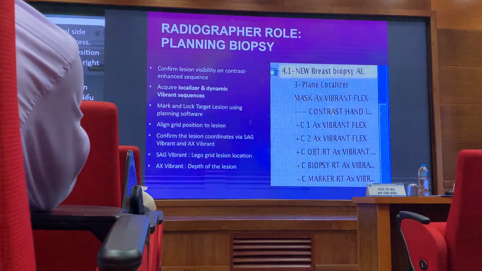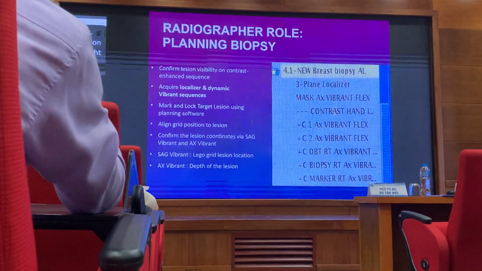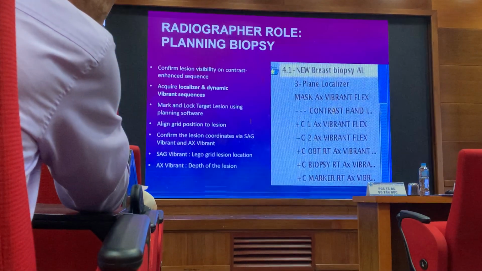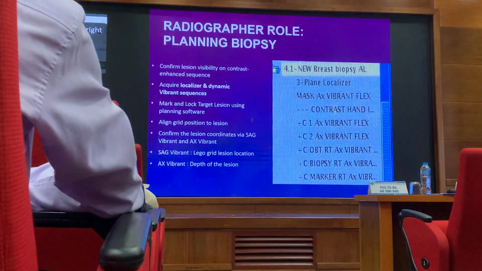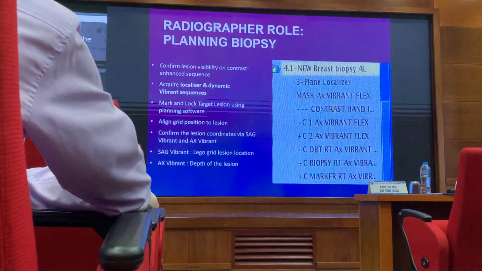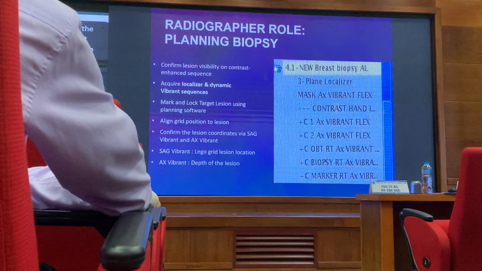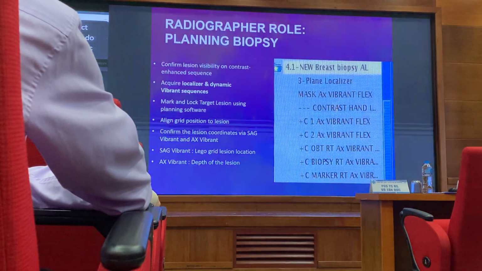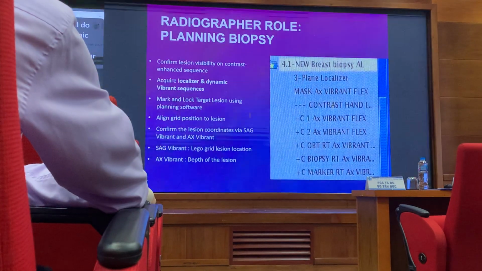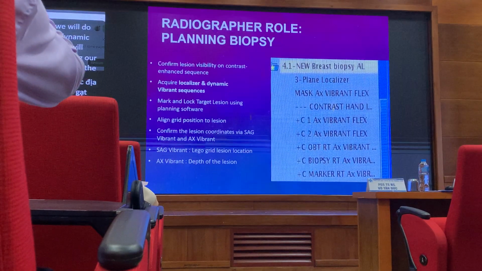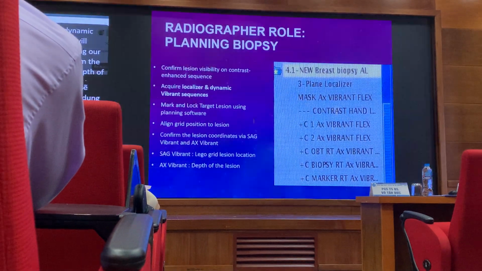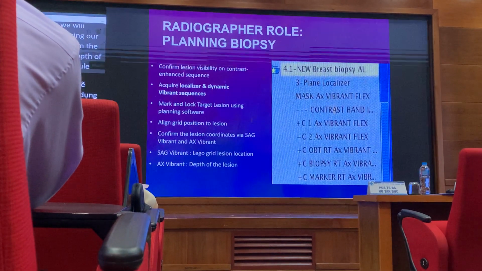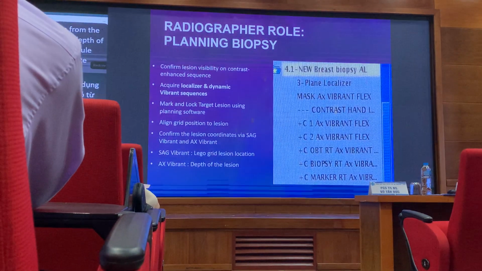So how are we going to plan? We have already confirmed the lesion is visible on the contrast enhancement, right? Then we will do the localizer and then the dynamic VIBRANT sequence, and then we will mark and lock the lesion using our planning software. From the axial VIBRANT, you can see the depth of the lesion, and from the sagittal VIBRANT, you are able to locate exactly the location that we want.